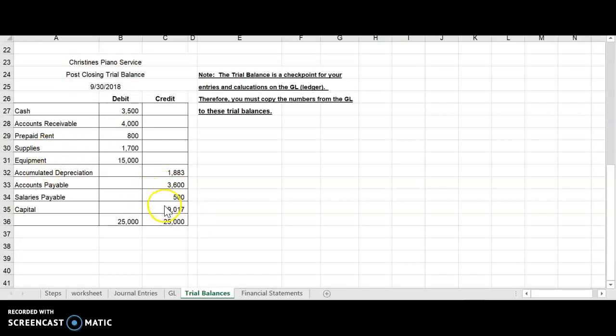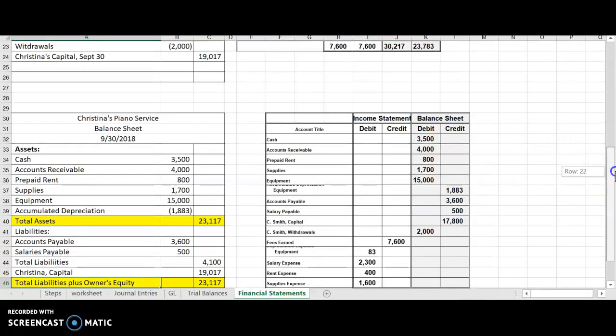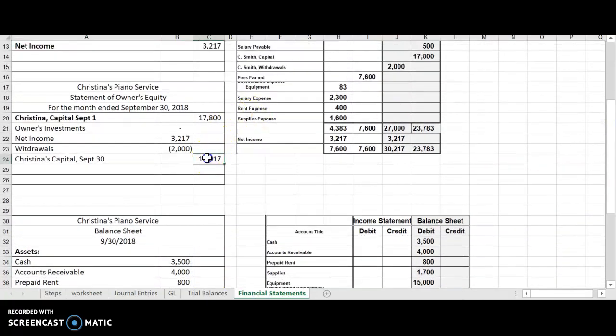Okay, one thing to note, our ending capital balance is $19,017. If you go back to your financial statements, you will notice that the ending capital balance is $19,017. So you knew what your ending balance of capital would be way back when you did your financial statements, because you took capital, you added your investments through the year, and you added your net income and subtracted out your withdrawals to calculate your ending capital balance.